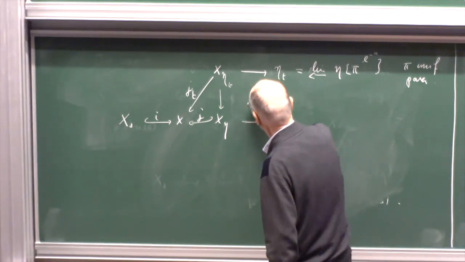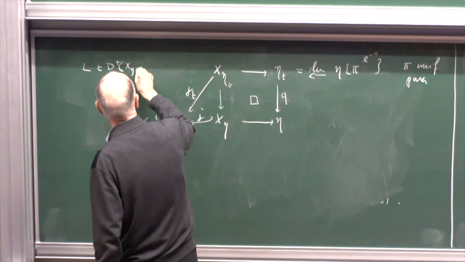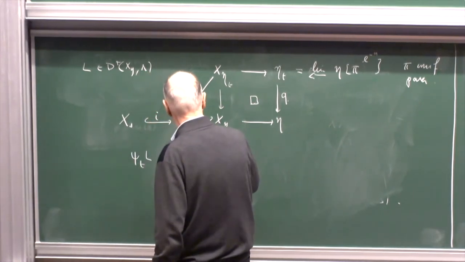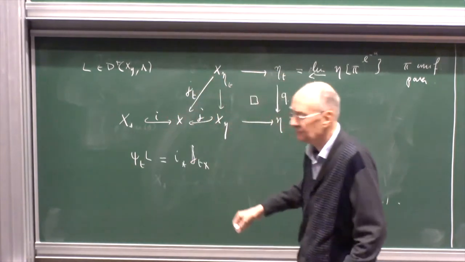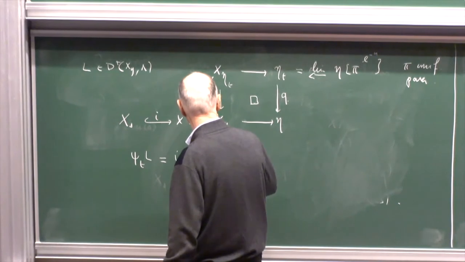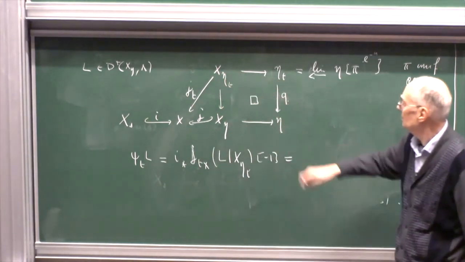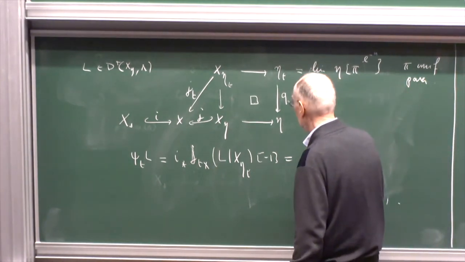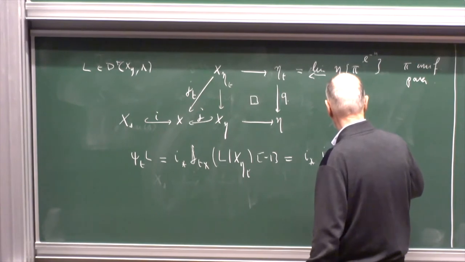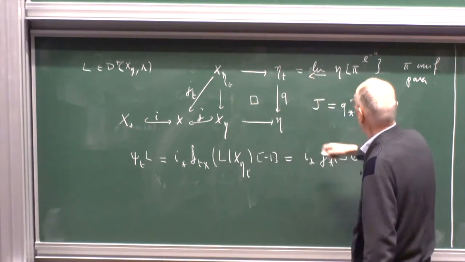So let me denote by q the projection here, and psi^t for L in D^+ of X_eta, psi^t of L is i lower star of R g^t lower star of L restricted to X_eta^t. In the sequel, for brevity, I will omit the R in front of the derived functor. So by Künneth here for this Cartesian square, it is also i lower star of g lower star of G tensor L, where G is the direct image of lambda.